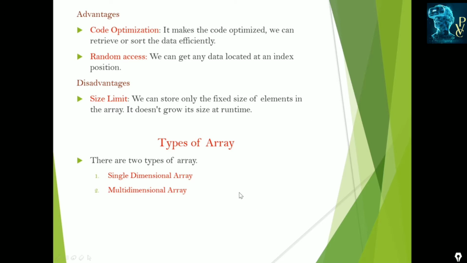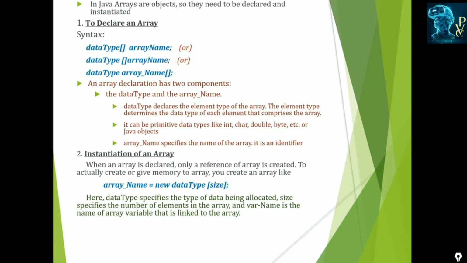The different types of arrays can be of two types: single-dimensional or one-dimensional array, and multi-dimensional array. That may be 2-dimensional, 3-dimensional, like that, multi-dimensional arrays. In Java, arrays are objects, so they need to be declared and instantiated. Like other objects, arrays are also objects in Java. So first we declare and next instantiate.